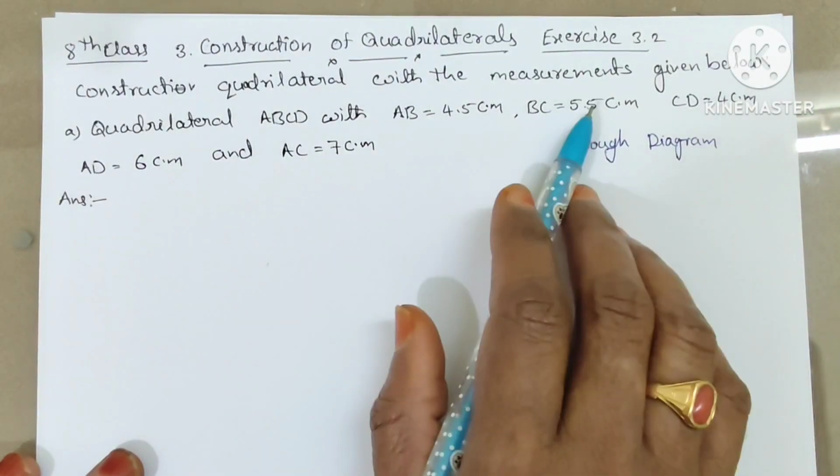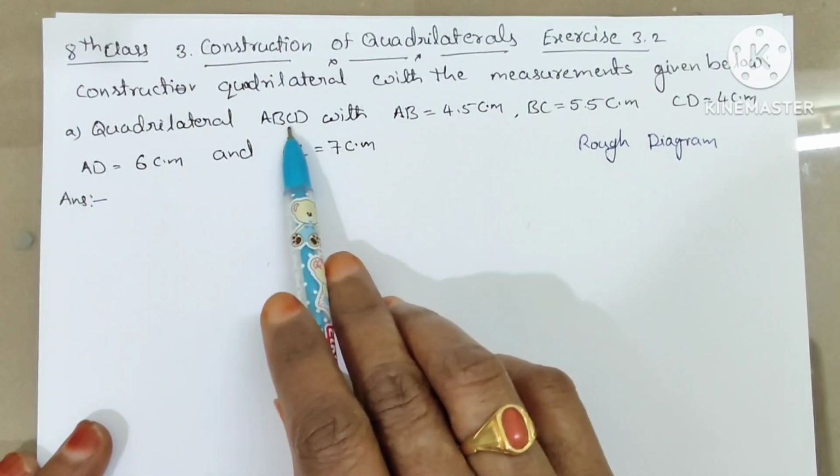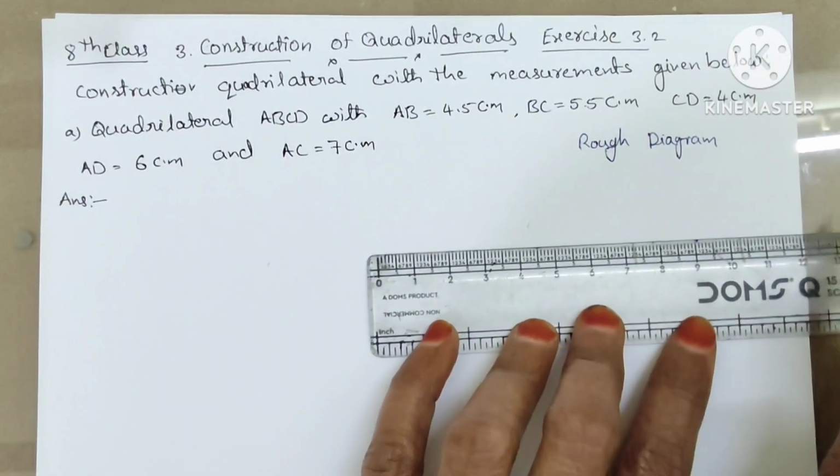Now here, a total of 5 measurements are given. Four sides are given, and AC is a diagonal. So the diagonal measurement is also given. First we draw the rough diagram.